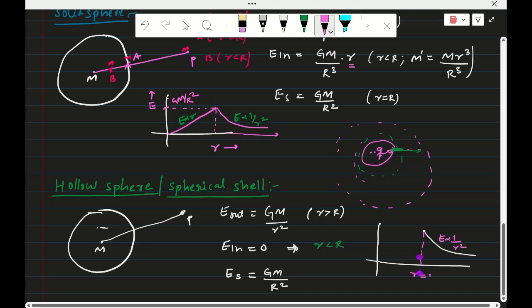At R is equal to 0, there is no force, no field. E is equal to 0 here, up to this. From here onwards it decreases exponentially. This is the field versus R graph for a hollow sphere. So representation is very important.